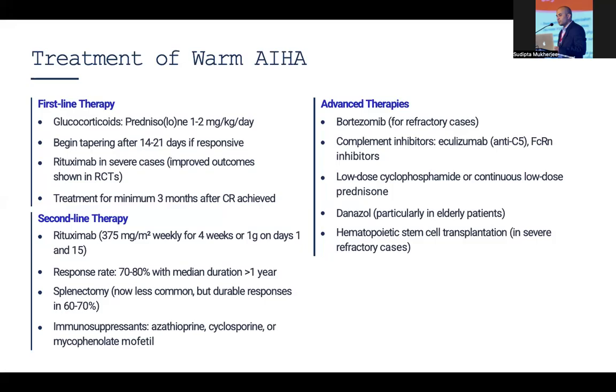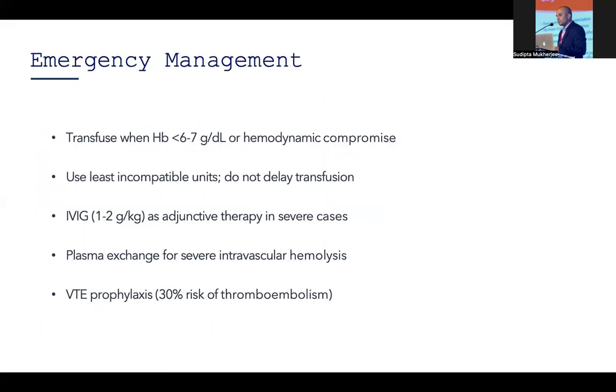Now, the treatment is mostly the domain of the hematologist, and intensivists will collaborate with them to ensure the appropriate therapy that the patient can tolerate. But the emergency management will be our domain, where we need to transfuse the patient if the hemoglobin is less than 6, or even at a higher hemoglobin if there's hemodynamic compromise. Use least incompatible units. Do not delay transfusion because of fear of hemolysis. IVIG can be considered in severe cases, 1 to 2 gram per kg. Plasma exchange is an option, and VTE prophylaxis you should not forget.